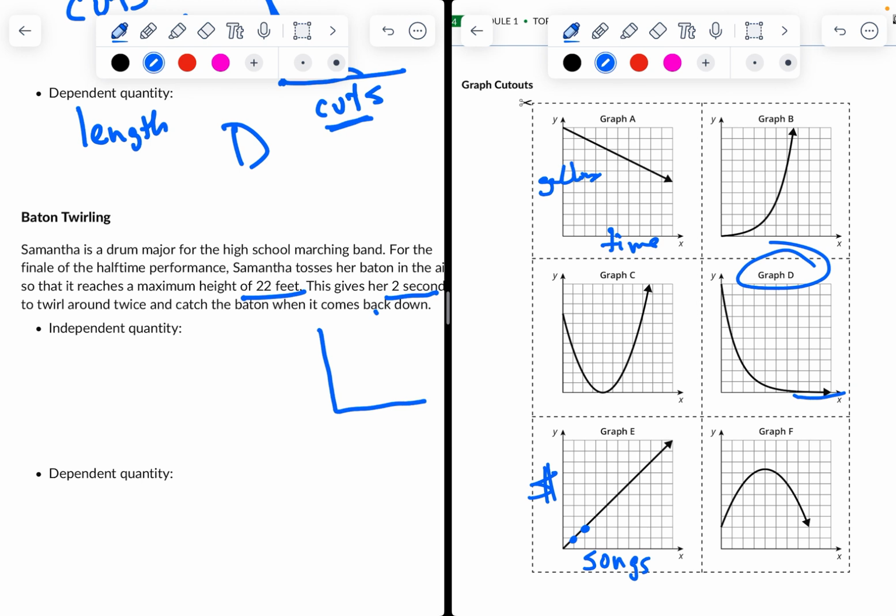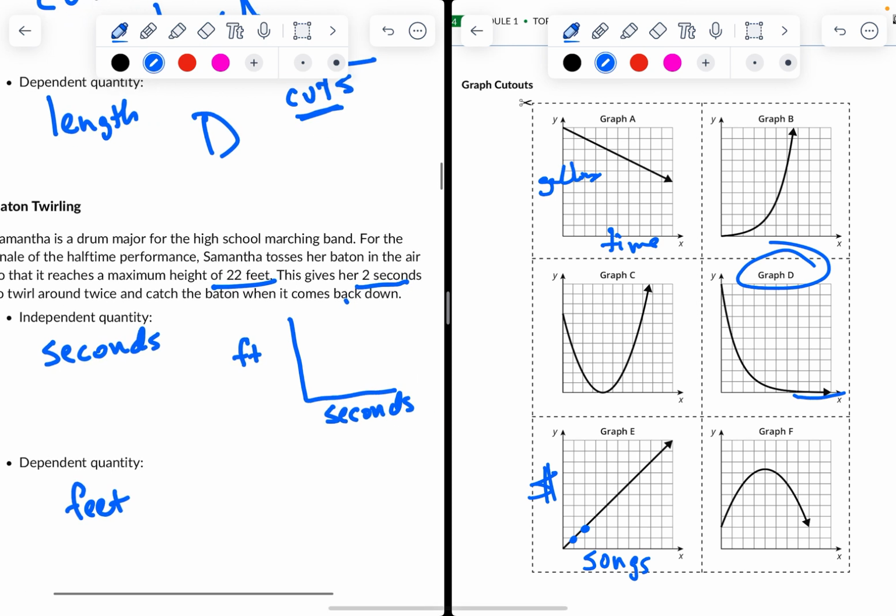So remember I told you that time is almost always your independent quantity. So we're going to say our number of seconds is our independent quantity. Did I say that backwards? Seconds is independent, and the feet in the air is going to be our dependent. It's going to go on our y-axis.